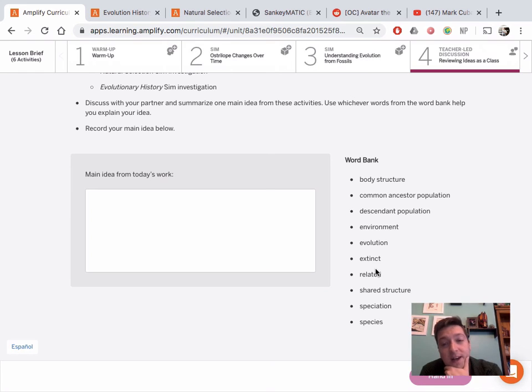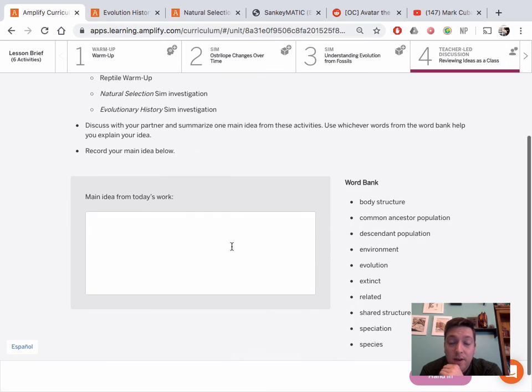So maybe for you guys, you want to focus on why do certain species go extinct and why do some species stay alive? You don't have to use all these words, but from yesterday and today, what's one thing you learned? What's the main idea of what you learned from yesterday and today combined using these words?